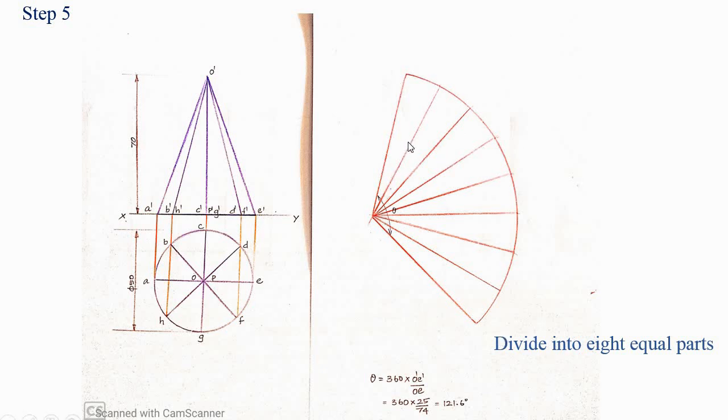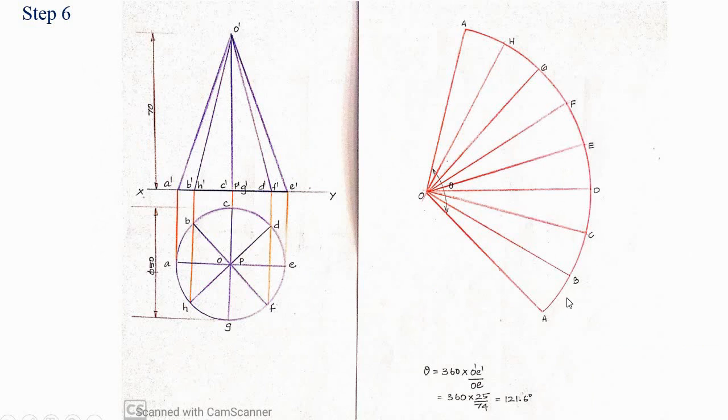And then join, and you will get the development of the particular cone. So you can use two methods. One is you can divide the total angle by 8, or otherwise you measure the length of one particular sector and cut it into 8 equal parts and name them A, B, C, D, E, F, G, H, A. So when you join this A and A, you will get a cone.